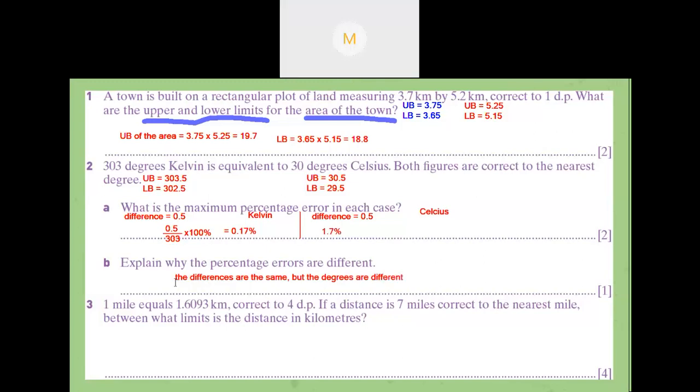Okay, is there anyone who has difficulties or is confused? Yeah, the other one is 0.5 by 303, and this is for Kelvin, and for the Celsius it will be 0.5 by 300 by 30. Is there anyone who has difficulties or is confused? No? If no one is confused, then I will continue to question 3.